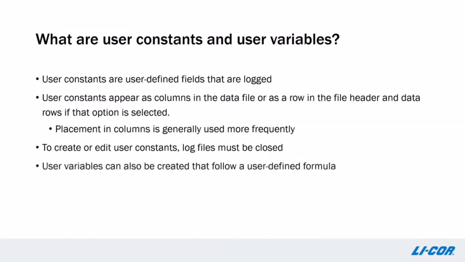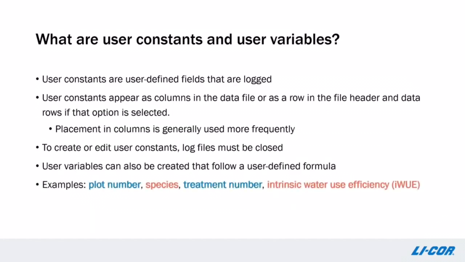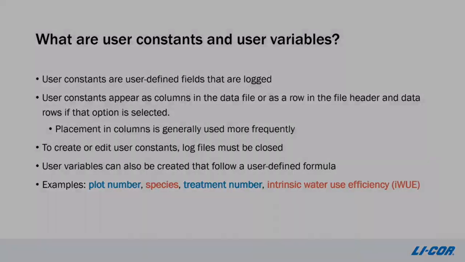User variables are a user-defined, calculated variable that appears in the data file. The user must enter a formula for the variable in order for it to be calculated. Some examples of user constants include plot number, species type, and treatment number. An example of a user variable is intrinsic water use efficiency, which is defined as CO2 assimilation divided by stomatal conductance. Next, we will show how user constants and variables are entered into the LI-6800.